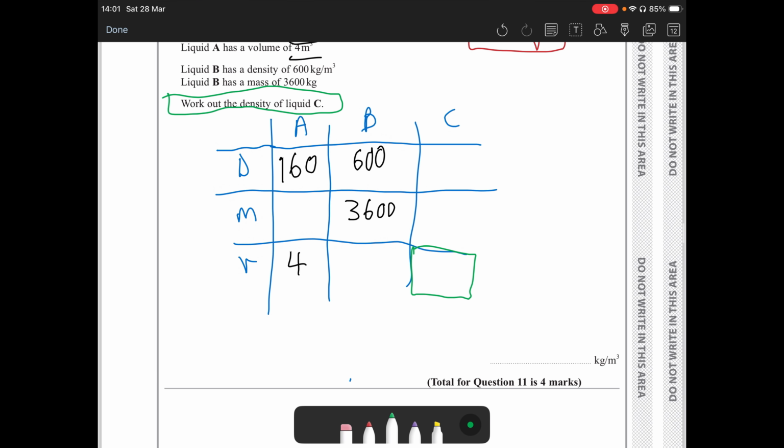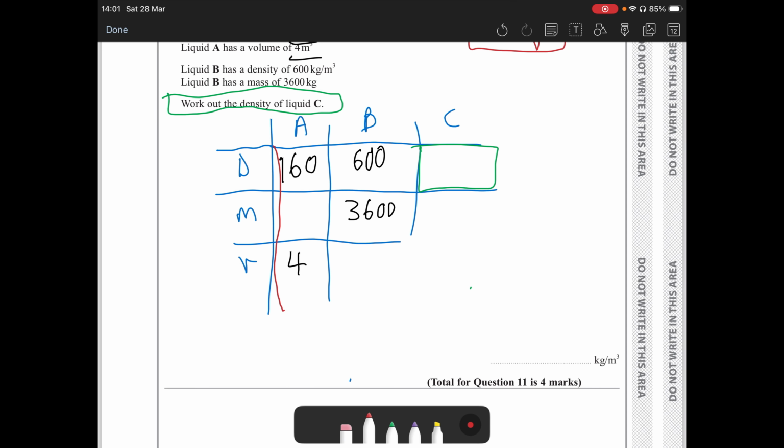One thing you need to know is never, ever add densities together. This is not going to be as simple as 160 plus 600. If you do that, you're in the wrong. You can only add masses and you can only add volumes, but you cannot add densities. I highlighted the wrong thing in green. This is what we want at the end. So how are we going to achieve that?